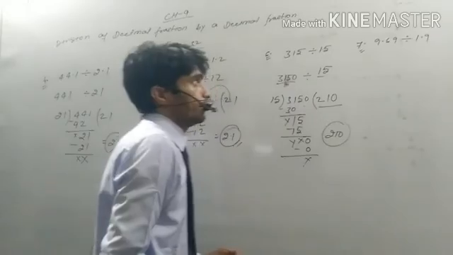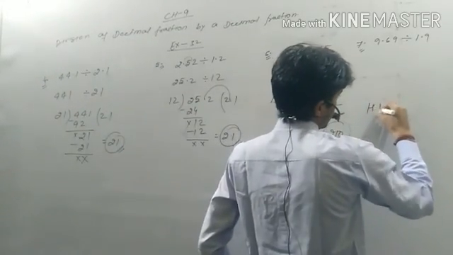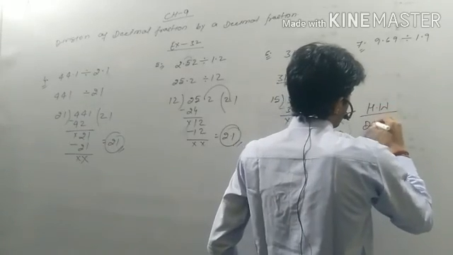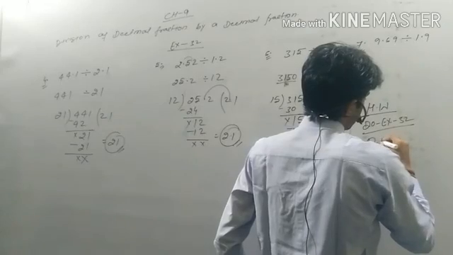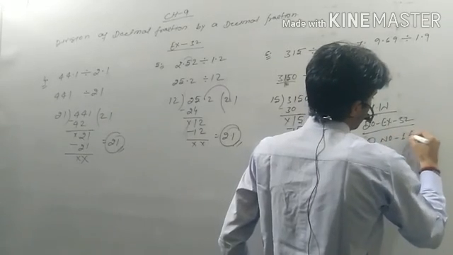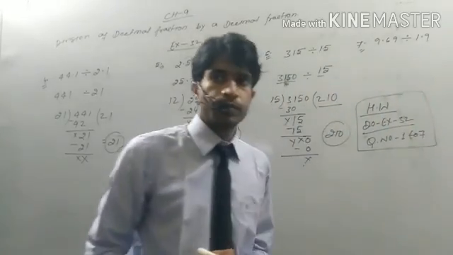And today's homework is: do exercise 32, questions number 1 to 7. Okay, is it clear? Thank you.